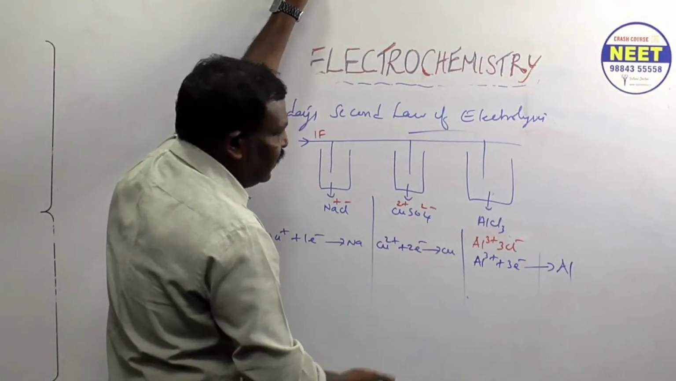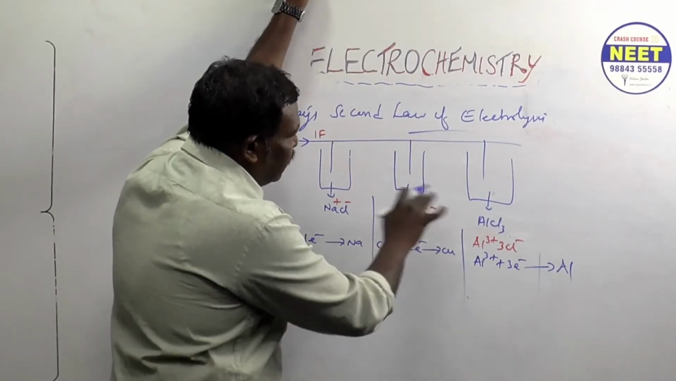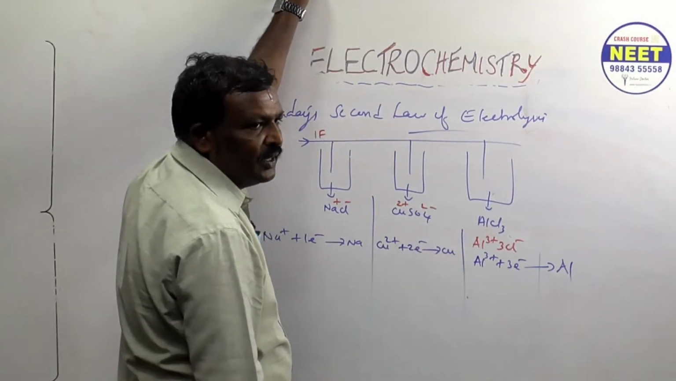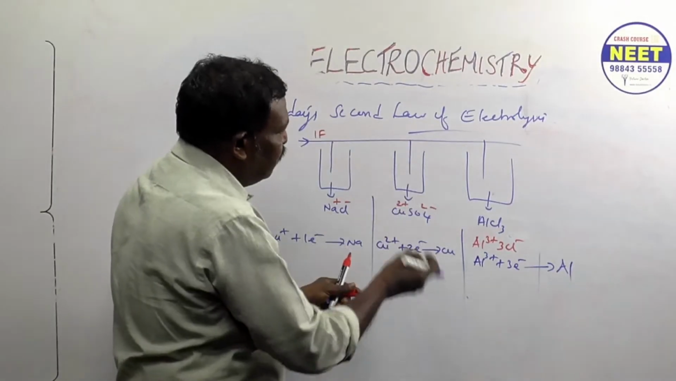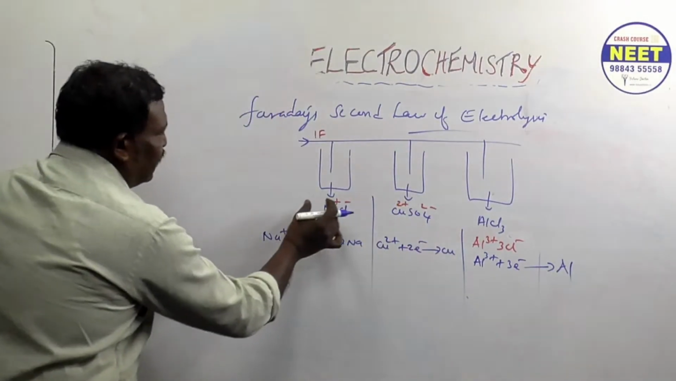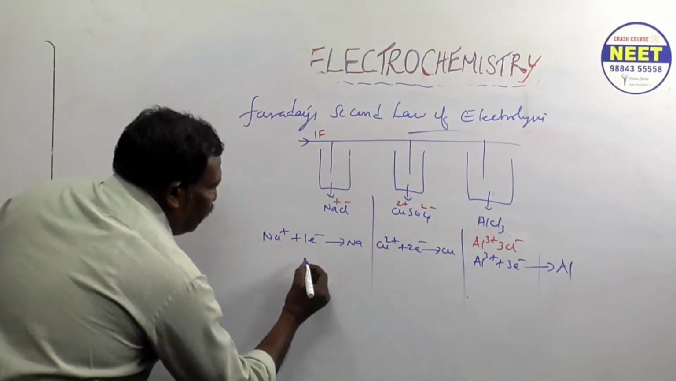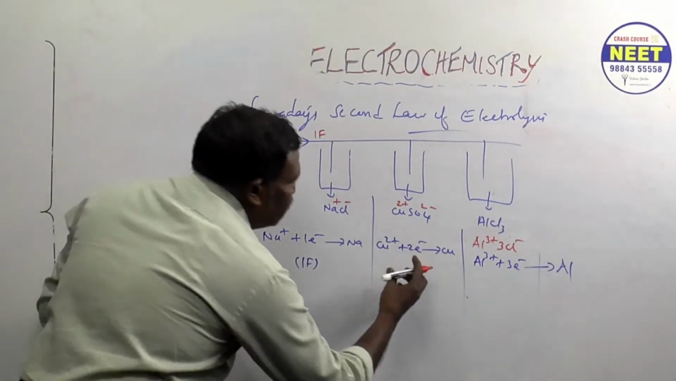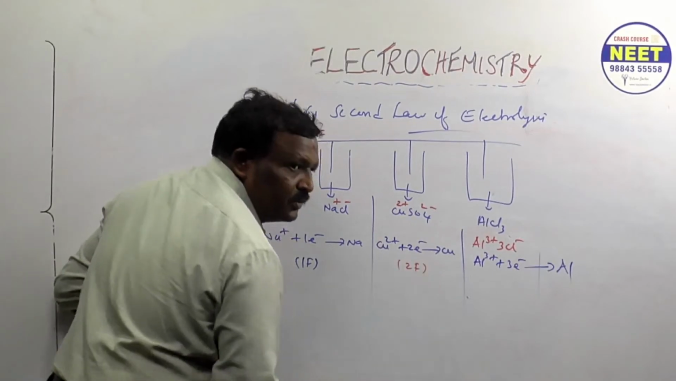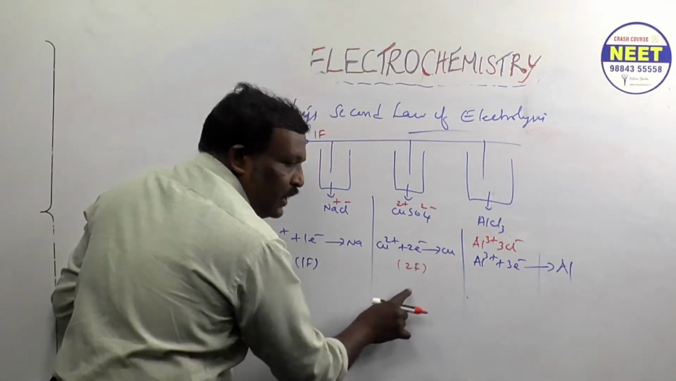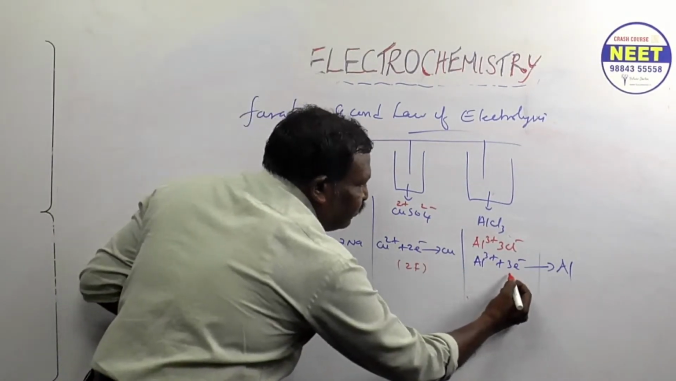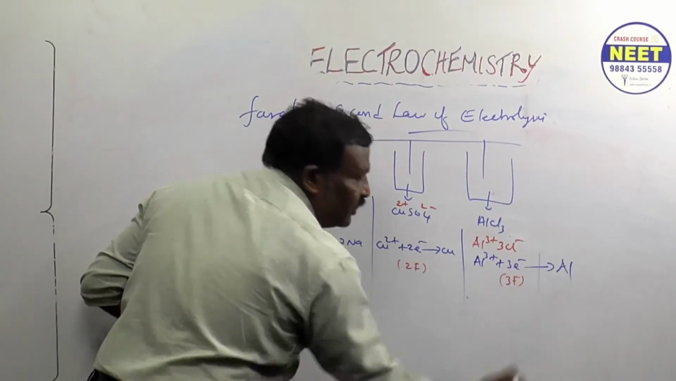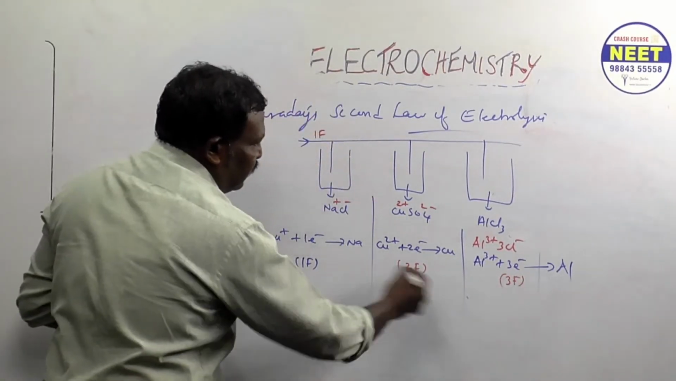So they are saying it depends only on equivalent weight. How much substance is deposited depends upon equivalent weight. See, simply they are saying this: 1 electron means 1 Faraday, just keep in mind. 2 electrons means 2 Faraday is necessary. For 1 mole of copper to be deposited, 2 Faraday is necessary. Very important. For aluminum, 3 Faraday is necessary.